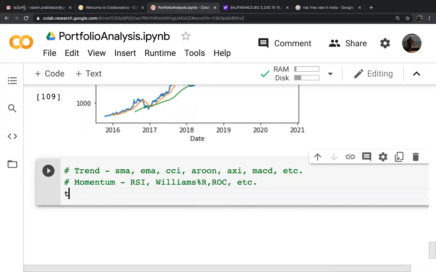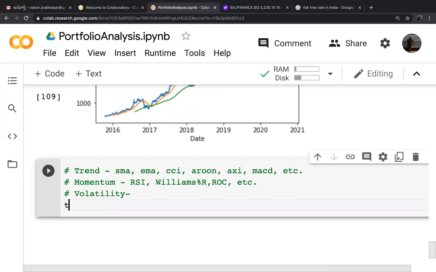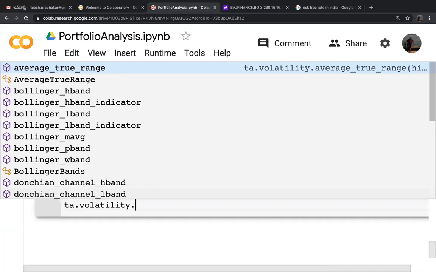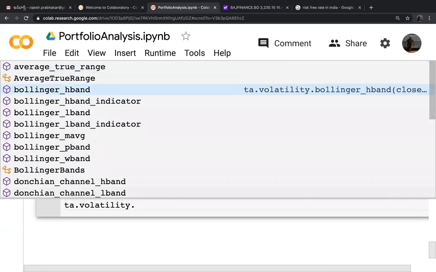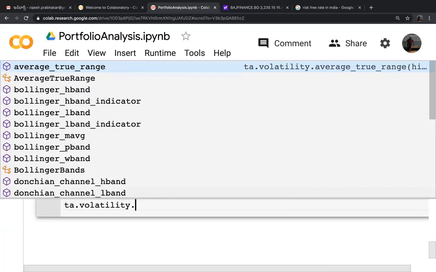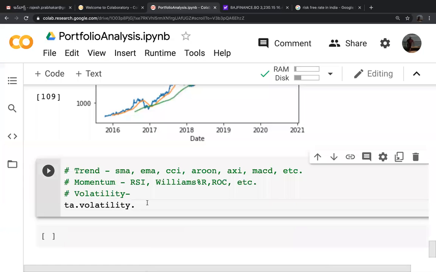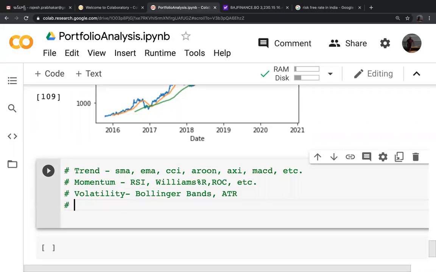Then you have volatility indicators. These are very easy to run in TA. TA dot volatility dot and tab. See, average true range, Bollinger Bands, all these things. ATR and Bollinger Bands are very important. And Bollinger Bands are based on standard deviation. So Bollinger Bands, ATR.